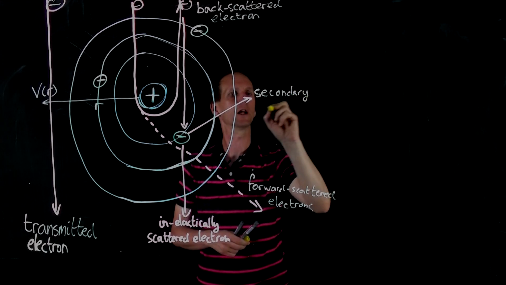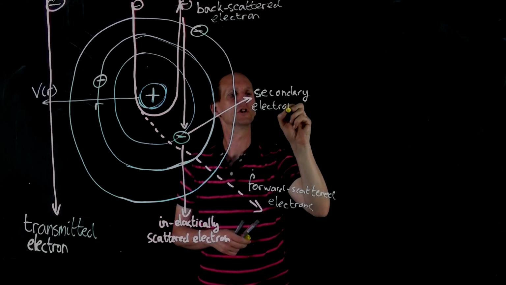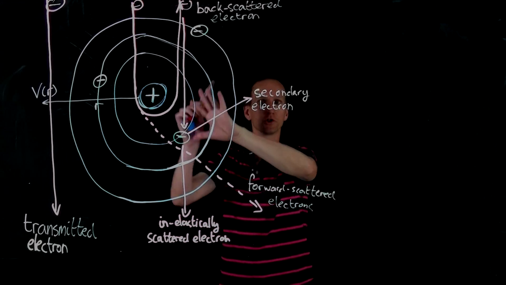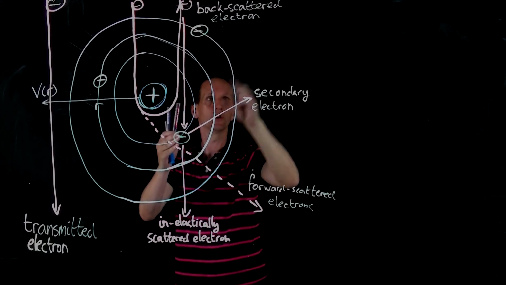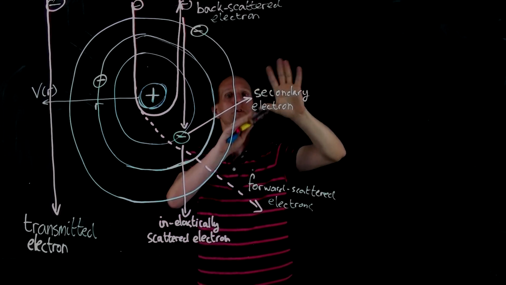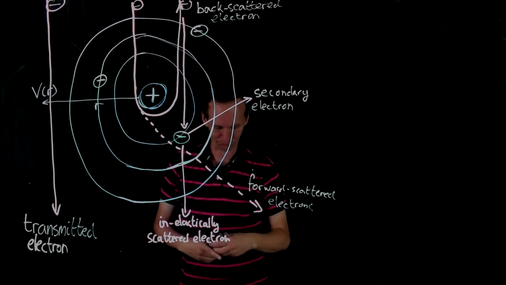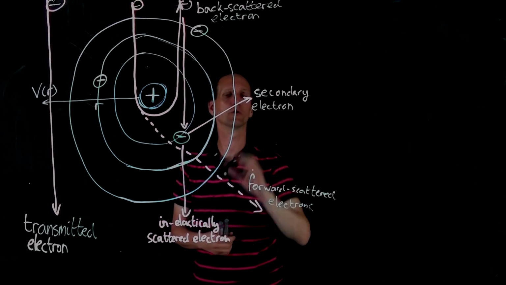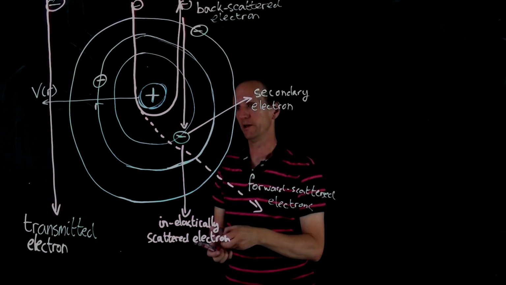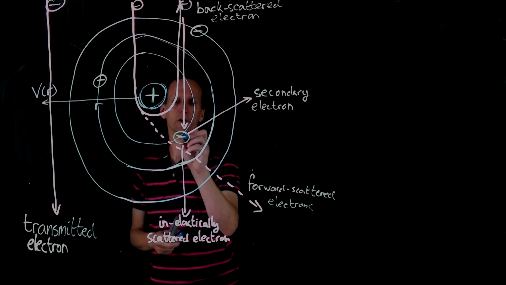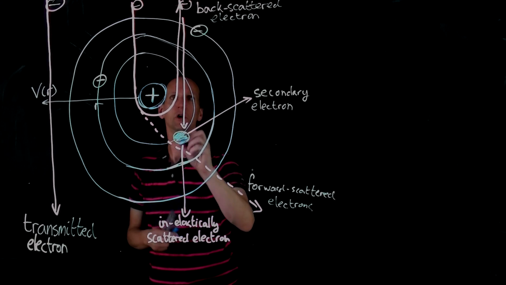So a secondary electron is an electron that originates from an orbital somewhere in the material, has been kicked out by an incoming primary electron, and is then freed, travels into the material, and may at some point escape into vacuum. So these secondary electrons are also a type of signal we can detect.